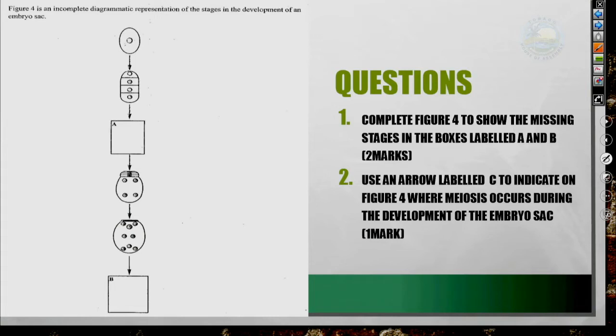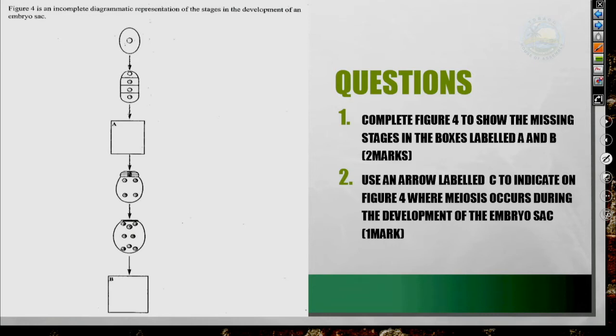Right? This is a past paper question again. It asks to complete figure 4 to show the missing stages in the boxes labeled A and B. You can do this in your time, all right? After the program would have been finished, you can go back to it and complete it. This was actually a past paper question.